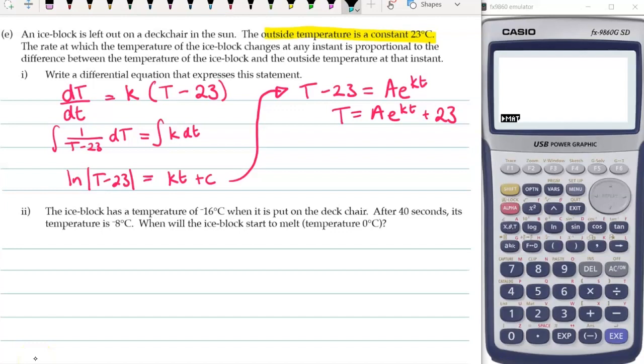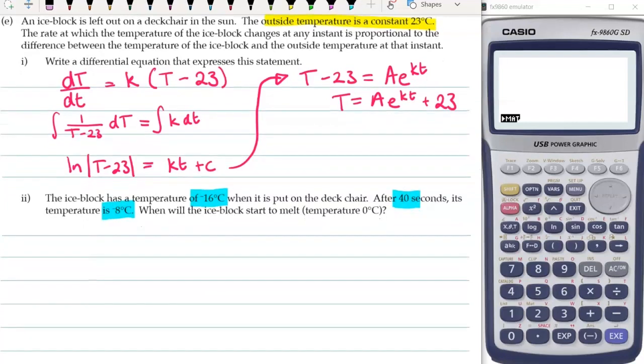Now part 2 gives us some more information. We've got the initial temperature at minus 16, and after 40 seconds it's minus 8. That helps us to work out the constants that we have in this equation just here.